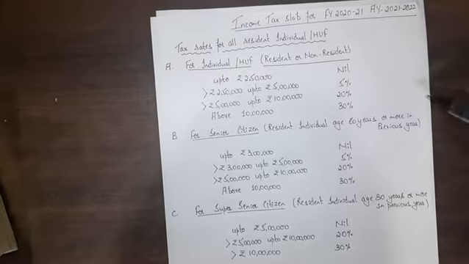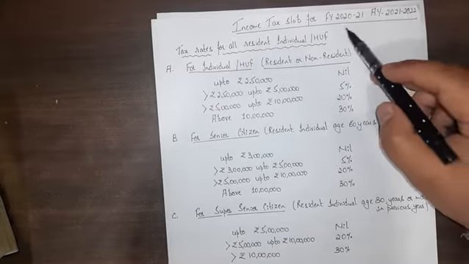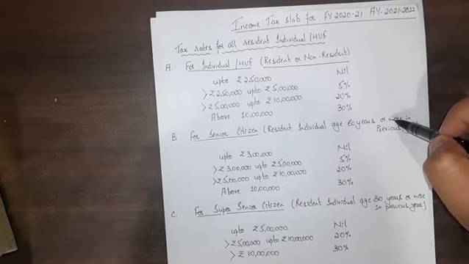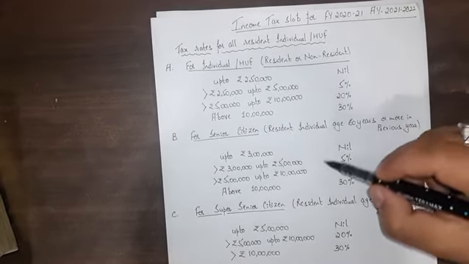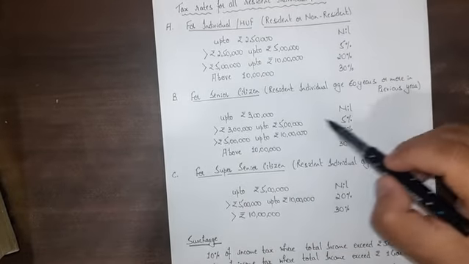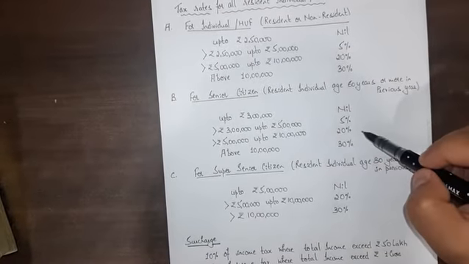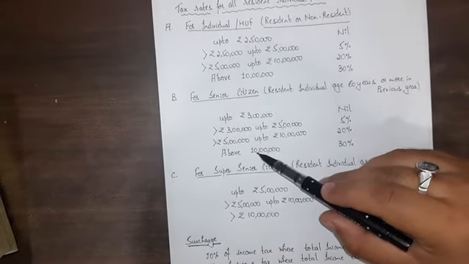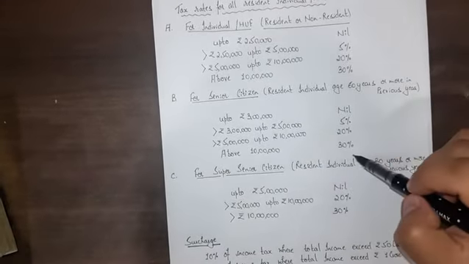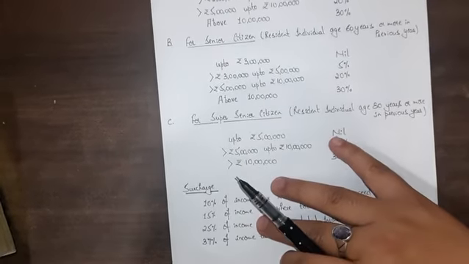So, if any SSE attains the age of 60 in the previous year, that is 2021 till March 2021, he'll be applicable for this slab where his income up to 3 lakh will be taxed at nil rate. Income from 3 lakh to 5 lakh will be taxed at 5%. Income greater than 5 lakh up to 10 lakh will be taxed at 20%, and income above 10 lakh will be taxed at 30%.